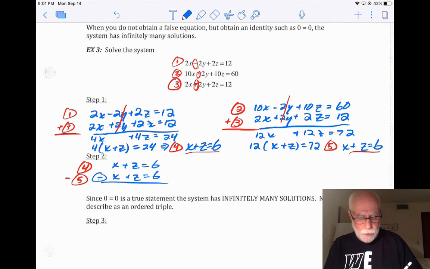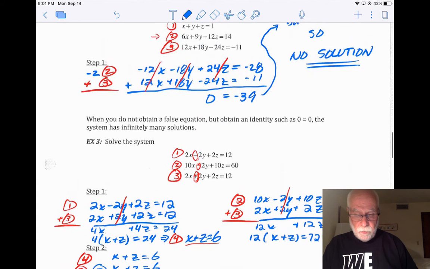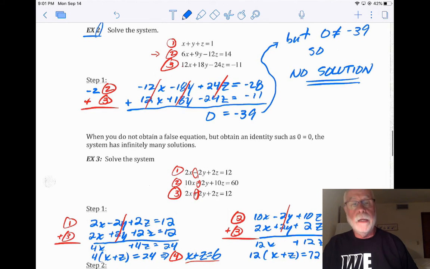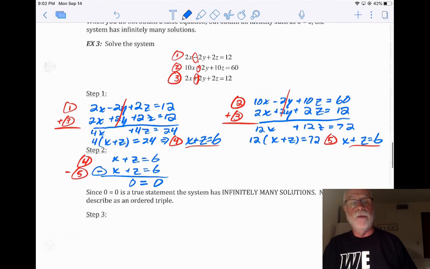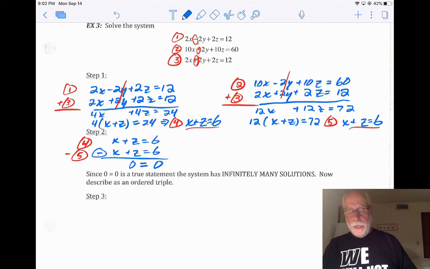X minus x is 0. Z minus z is 0. So on this side I have 0. And then here, 6 minus 6 is equal to 0. So again, just like on the previous one, we had 0 is equal to 39, and that one was false. So we can't have a solution. On this one here, we have 0 equals 0, all right? Which means that's a true statement, and there are infinitely many solutions.